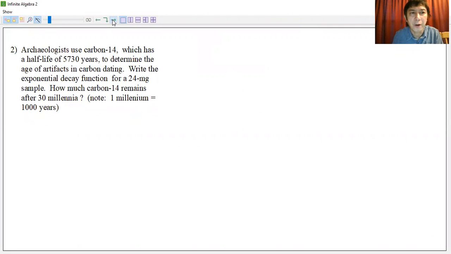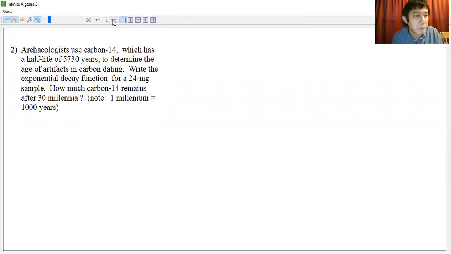Here's the second. Archaeologists use carbon-14, which has a half-life of 5,730 years, to determine the age of artifacts in carbon dating. Write the exponential decay function for a 24 milligram sample. How much carbon-14 remains after 30 millennia? That's 30,000 years. Okay.